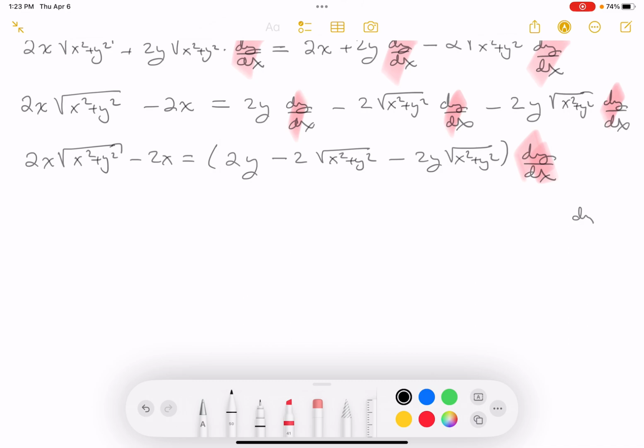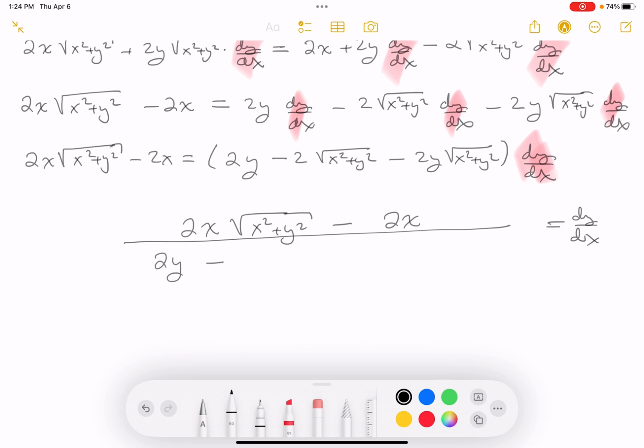So I'll write that down. dy/dx equals, it's going to be a pretty long fraction bar. And what do you have here? 2x times the root of x squared plus y squared, minus 2x. I see that. What do you get in the bottom? You get 2y minus 2 times the root of x squared plus y squared, minus 2y times the root of x squared plus y squared.